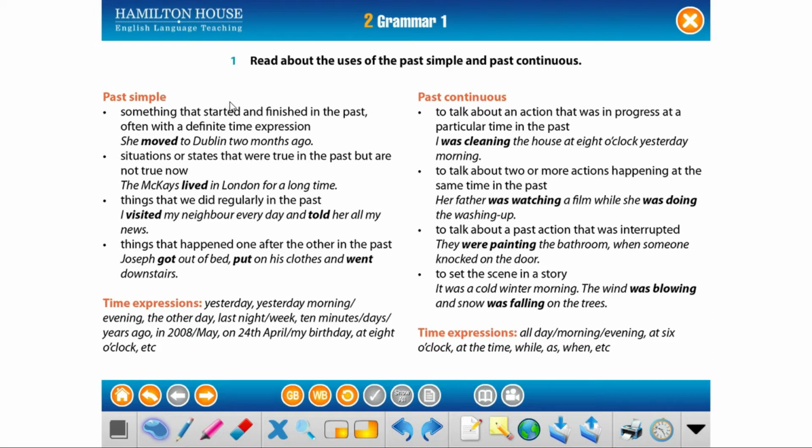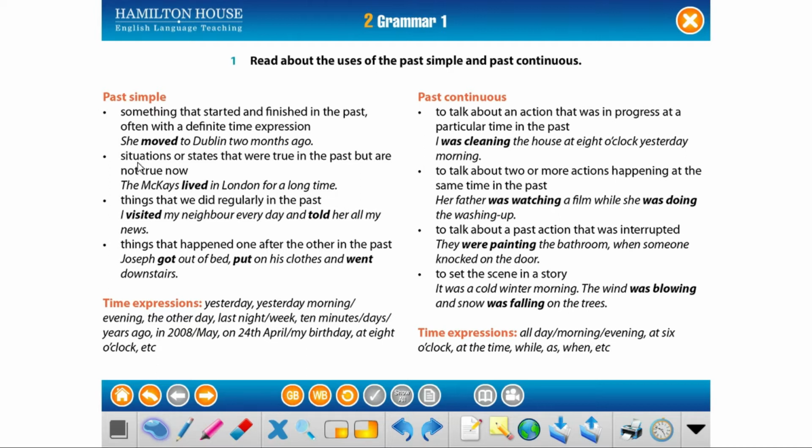Remember that we already know that we use the past simple to talk about something that started and finished in the past. But remember that when we do this, we often write it with a definite time expression, like this example: She moved to Dublin 2 months ago. She moved to Dublin. This is my time expression, 2 months ago. This is something that happened in the past, okay?